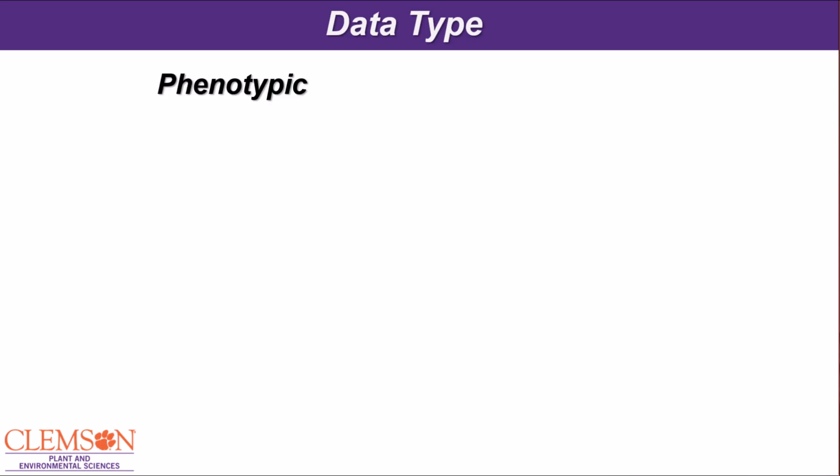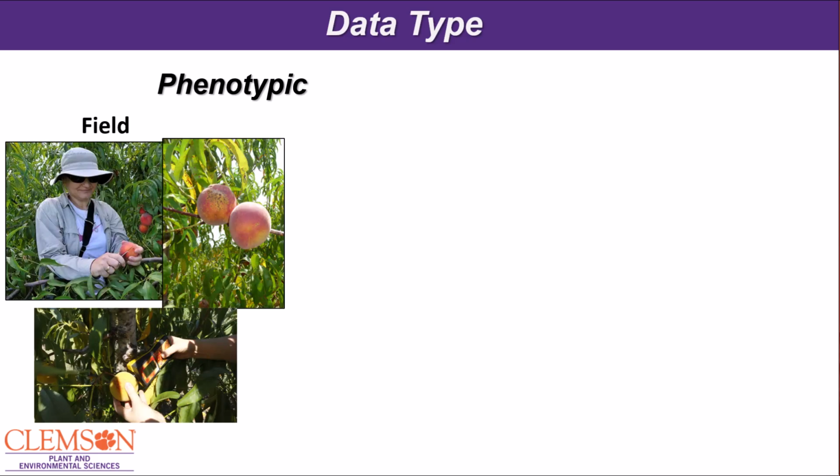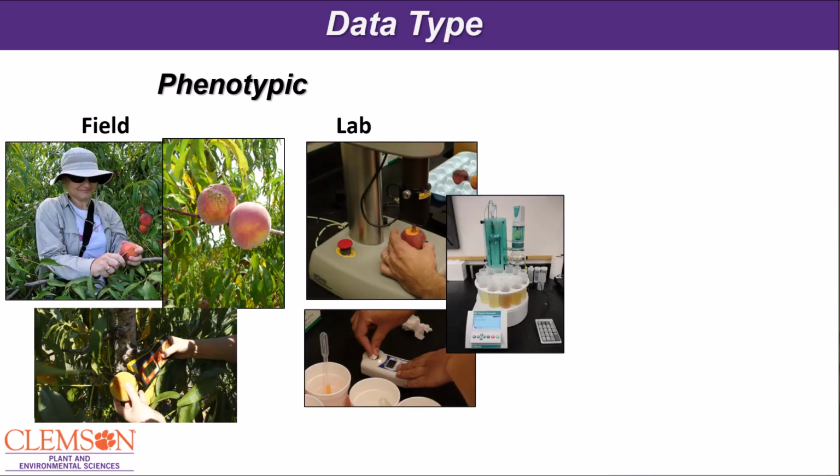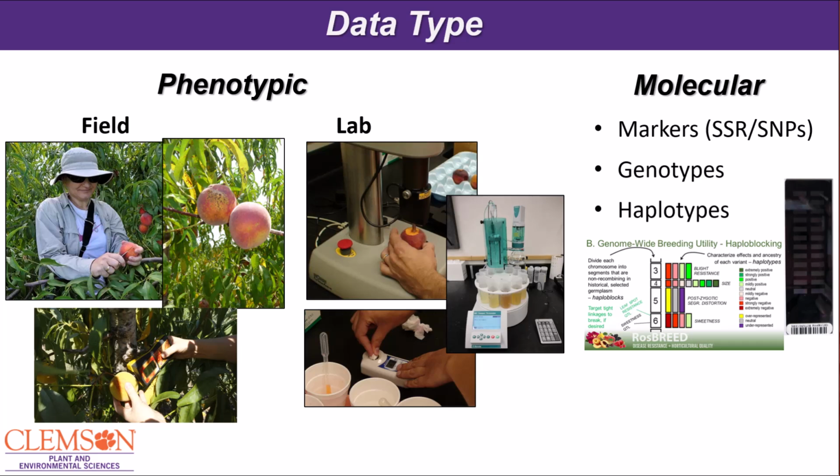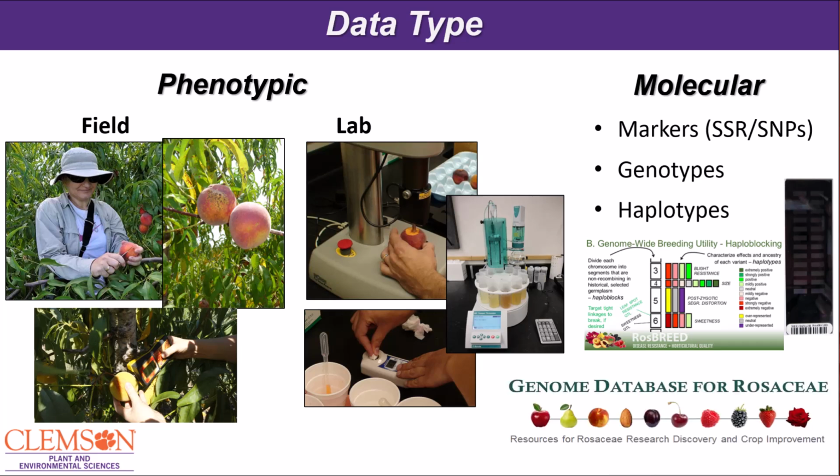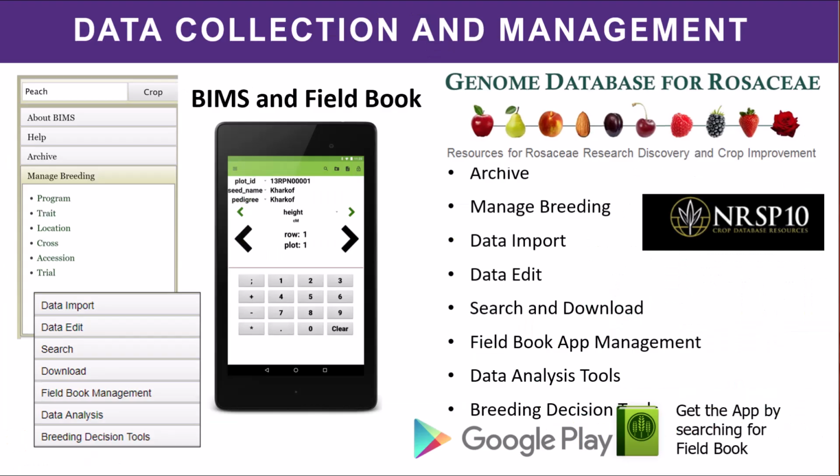Now I'm going to tell you about the data type we collect in the breeding program. Like every breeding program, we of course collect phenotypic data in field and in lab, and molecular data, which could be markers, SSRs at the beginning and now mostly SNPs, genotypes, haplotypes, and all of these data are housed at the Genome Database for Rosaceae. How we collect the data is basically using the Field Book that you heard all about in a previous presentation, so I'm not going to go into details here. And we upload the data into the breeding information management system, which is the topic of this talk.